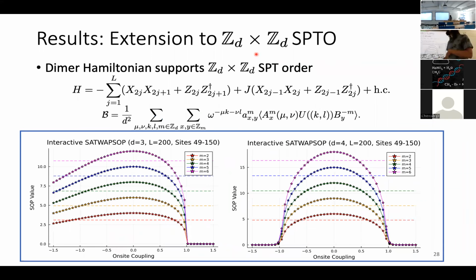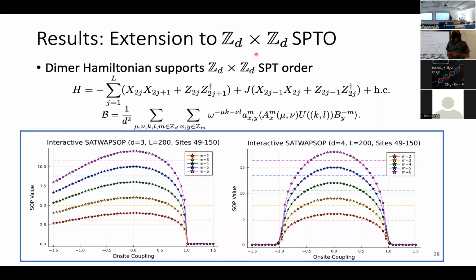Yeah, and so we can play around and do numerics. If we have a Hamiltonian that supports one of these Z_D cross Z_D SPTO phases, namely the so-called dimer Hamiltonian, we could ask how large this particular correlator is. What we see is that indeed there's an extended region away from the fixed point. The fixed point is the point with on-site coupling equal to 0, namely J equal to 0. There's an extended region away from the fixed point for which implementing the fixed point strategy on this non-fixed point state gives me some value that's greater than the best classical strategy, which is visualized here with these dotted lines for each different value of m, the number of measurement settings that we had.